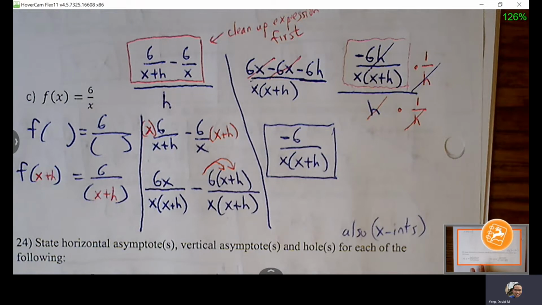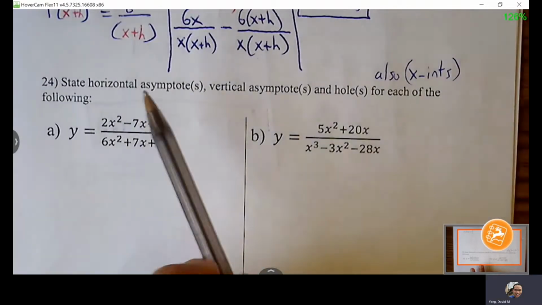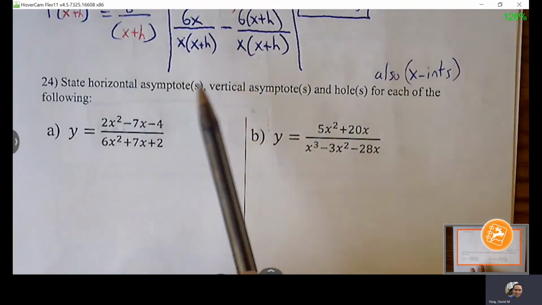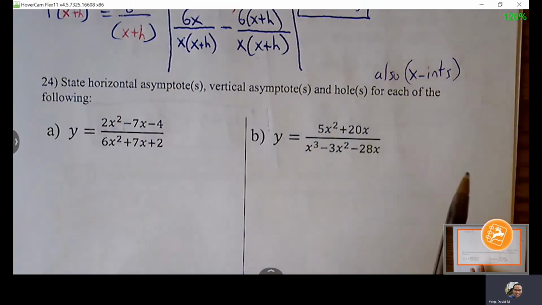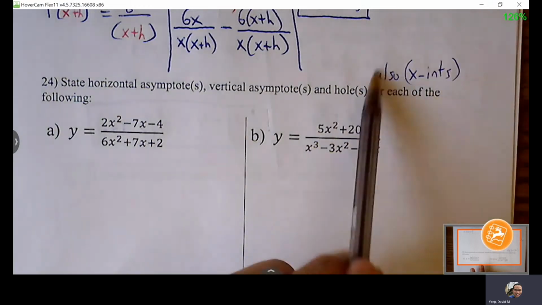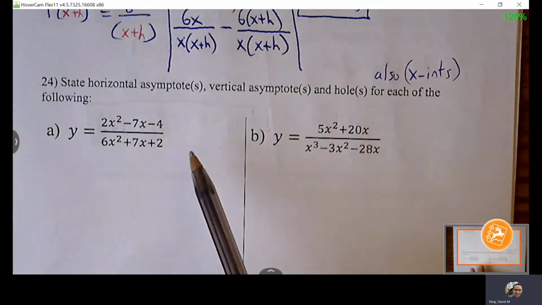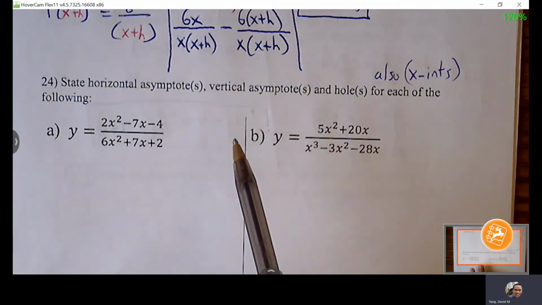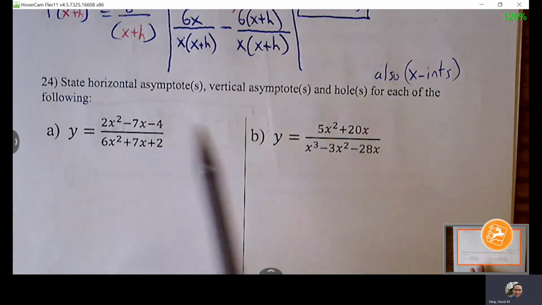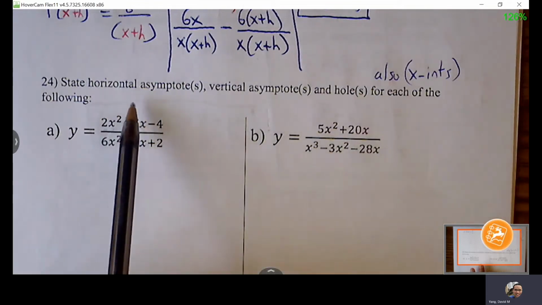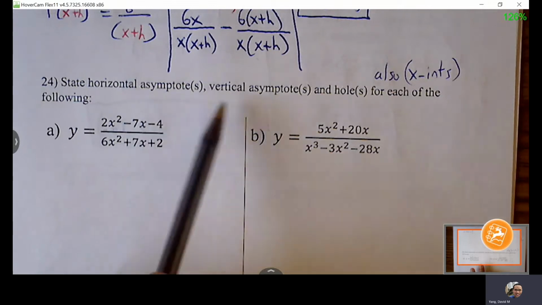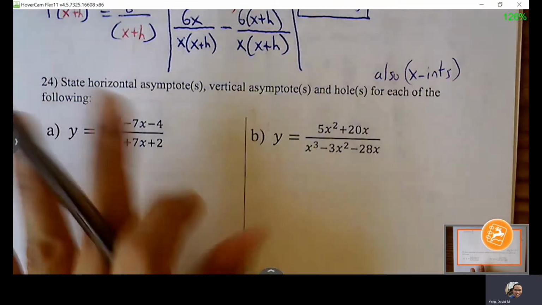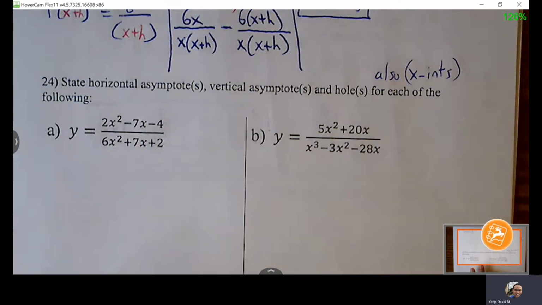Okay, questions? All right, 24. We want to find horizontal asymptotes, vertical asymptotes, holes, and also x-intercepts, if you can include that as well. So as I go through part A, I'm also going to go through notes. I'll give you guys notes on, or help remind you how to find horizontal asymptotes, vertical asymptotes, holes. So it may take more space than this. I'm going to put this on a separate sheet, but it's up to you whether you want to take down these notes, okay?